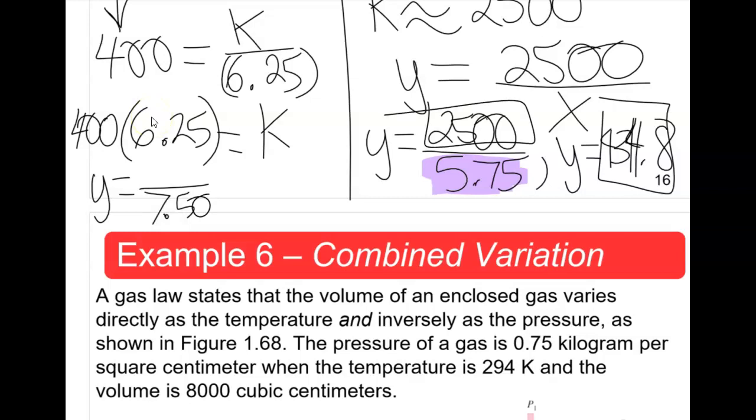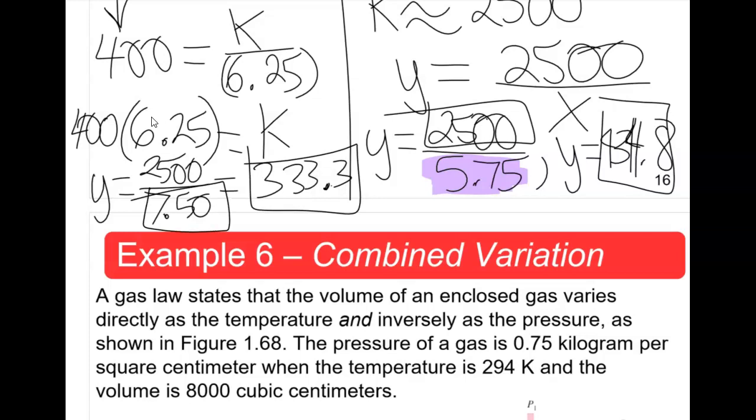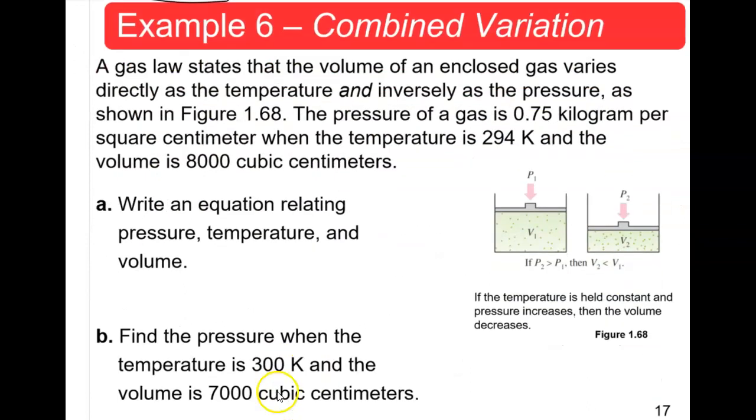And we still use the same constant for K, and that will give us 333.3. So you see the demand went down when the price increased. Okay, example 6, combined variation.